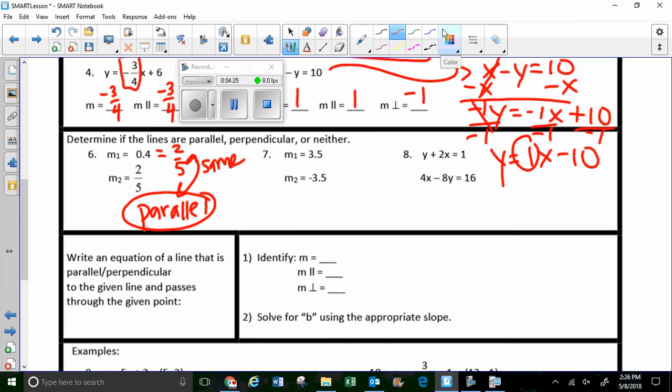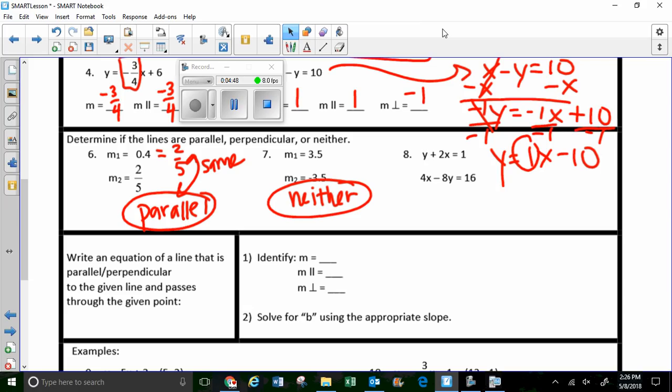If you look at the next one, number 7, notice that they're opposite sign, but they're the same number otherwise. So it's not the negative reciprocal, it's just the negative. So this is going to be neither, because it's not the same slope and it's also not the negative reciprocal slope. For number 8, we're going to have to do a little bit of work in order to determine whether they're parallel, perpendicular, or neither.